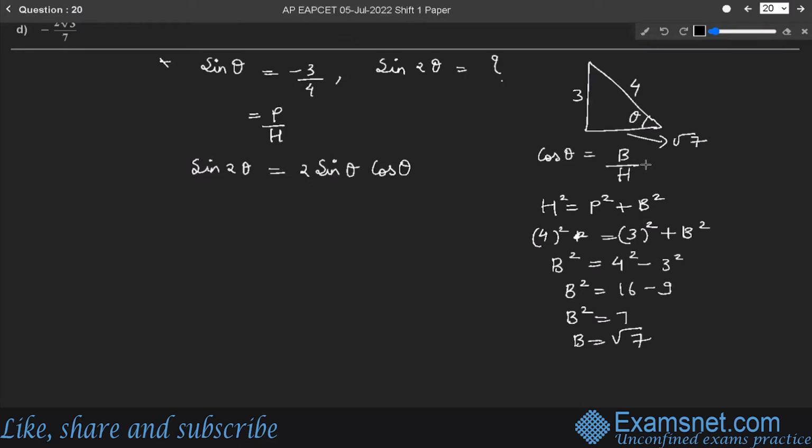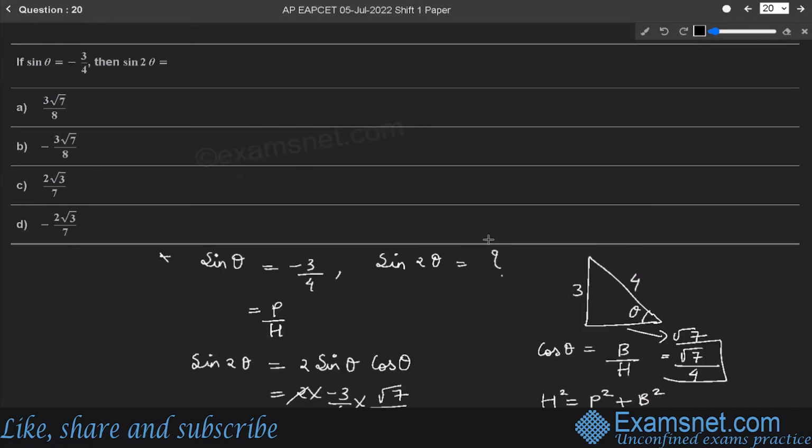So cos theta will be base upon hypotenuse, meaning under root of 7 upon 4. This is the value for cos theta. Putting the value for sin theta and cos theta here, we will get 2 into minus 3 by 4 into under root 7 upon 4. 2 and 4 will be cancelled. So it will be minus 3 into under root 7 divided by 8. This is the required value for sin 2 theta. Therefore, we can say that the correct option here is option number B. I hope this question is clear to you.